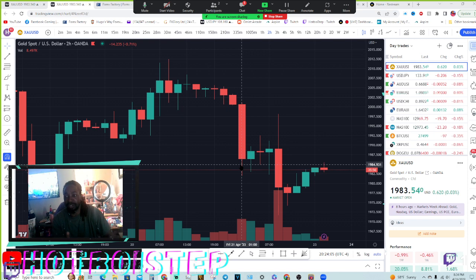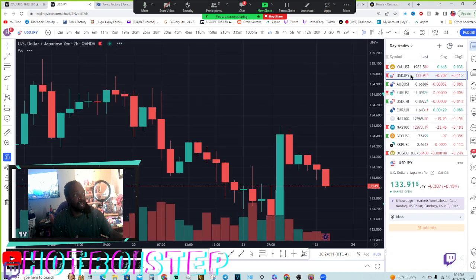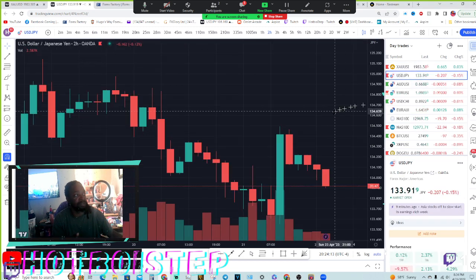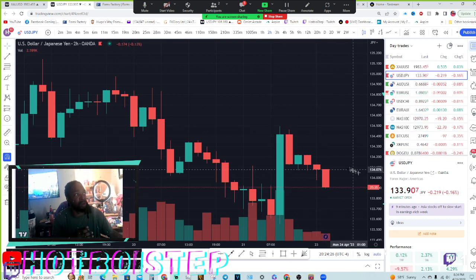And USD JPY is basically saying it's the US dollar versus the Japanese yen. So US dollar over Japanese yen means $1 compared to a Japanese yen is worth 133 in Japanese money.